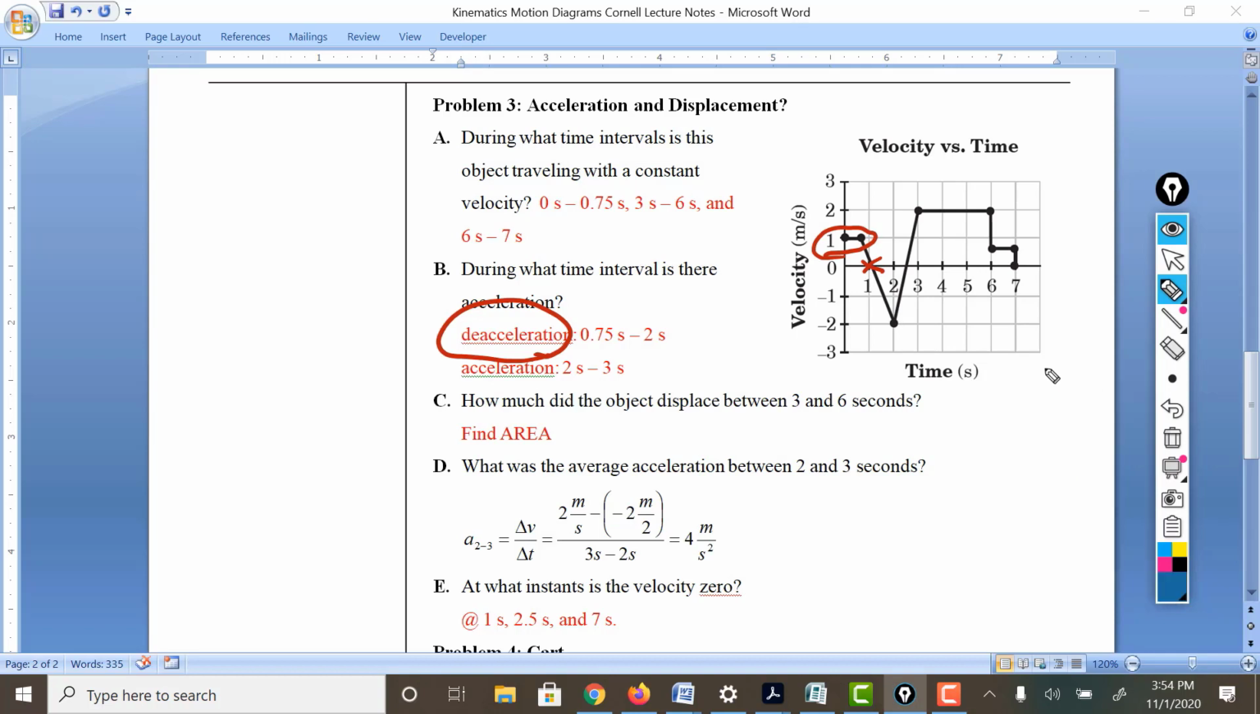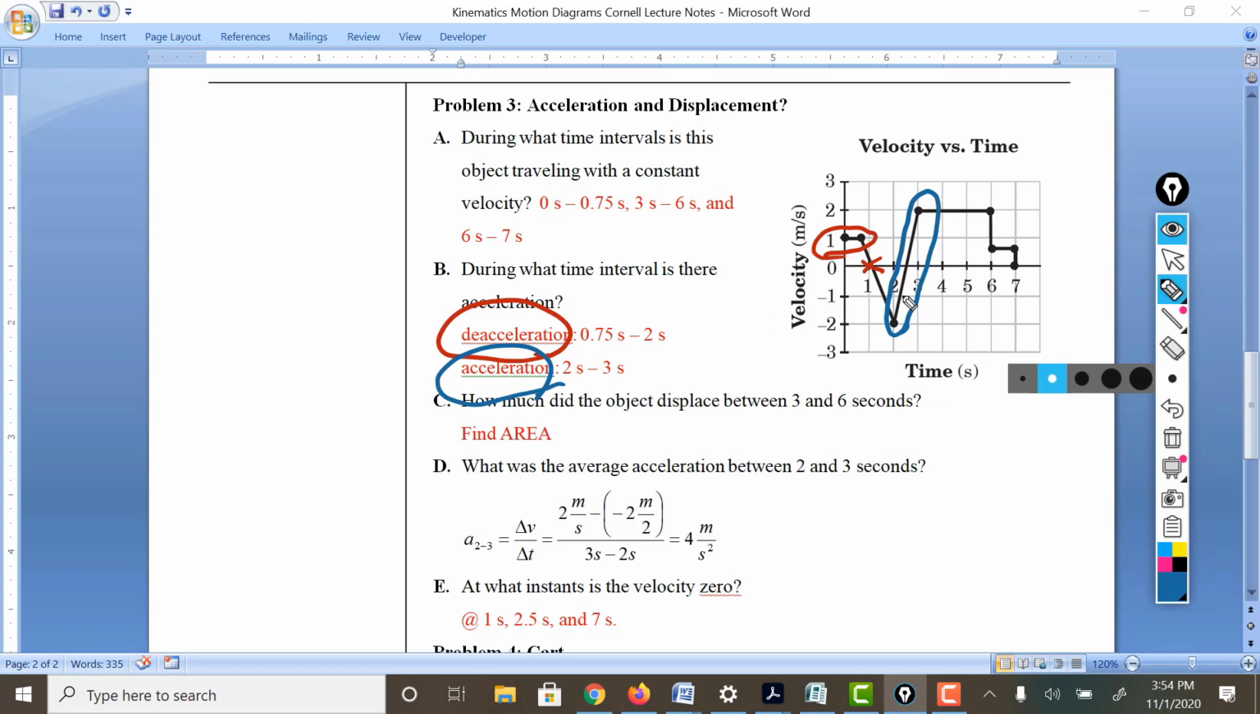Also, you'll notice that there is an acceleration, right? How do we know there's an acceleration or deacceleration? Because graphically, visually, if it doesn't flatline for a velocity time graph, it's going to be a form of acceleration.